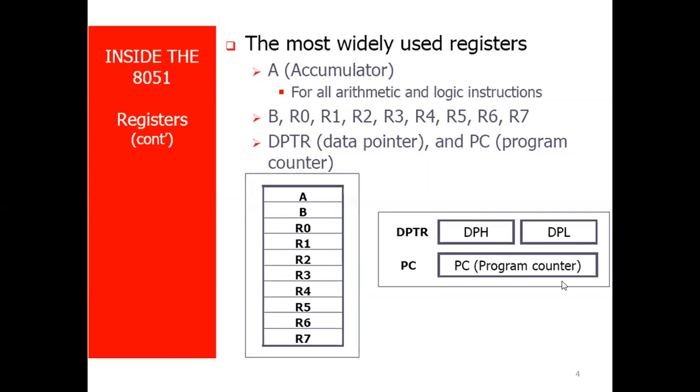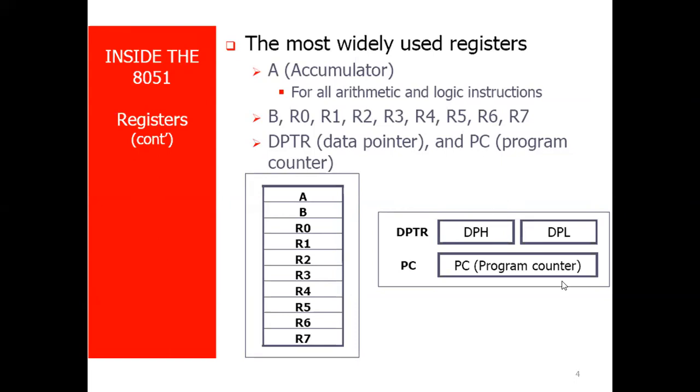So the most widely used registers are A, B, R0, R1, R2, R3, R4, R5, R6, R7. Along with these, we also have the widely used register DPTR. DPTR's full form is data pointer. The second widely used register is PC, the program counter. All the registers A, B, R0 to R7 are 8 bits, except the DPTR and PC.